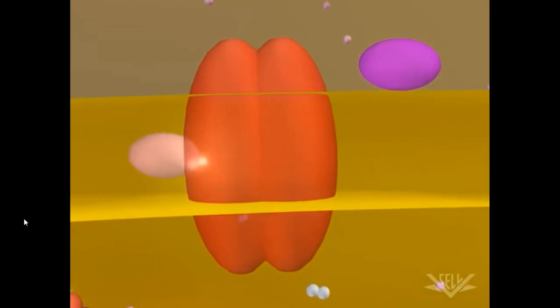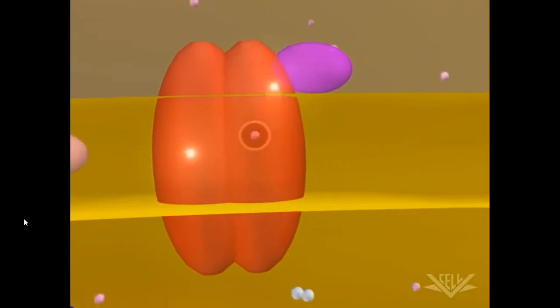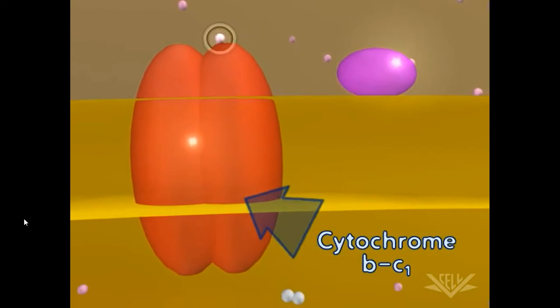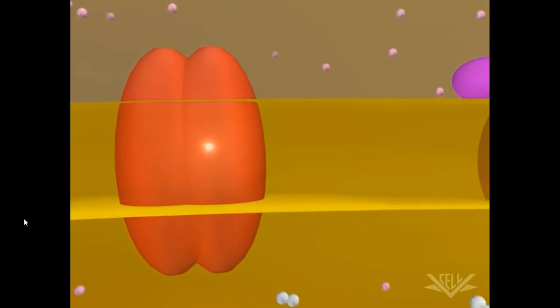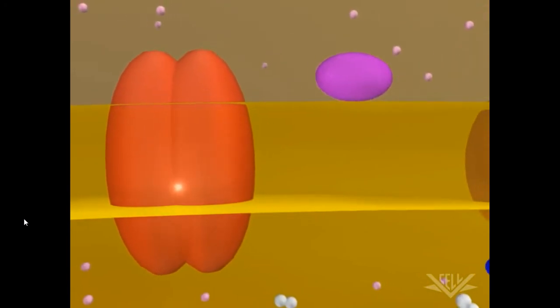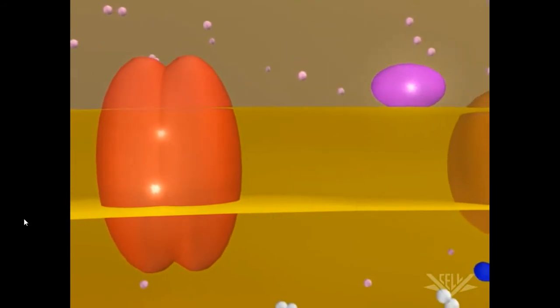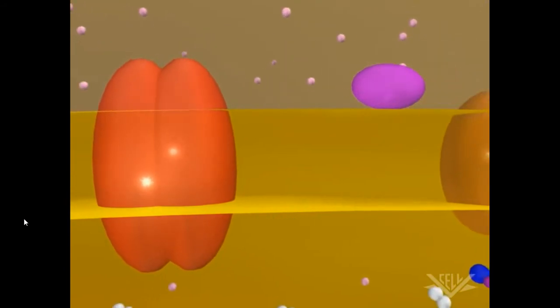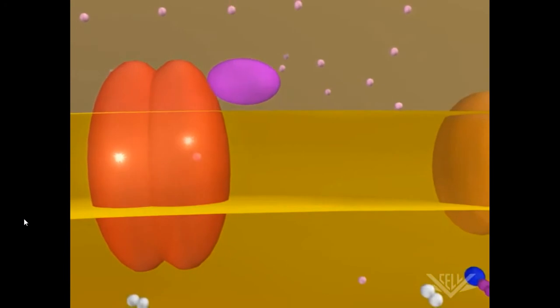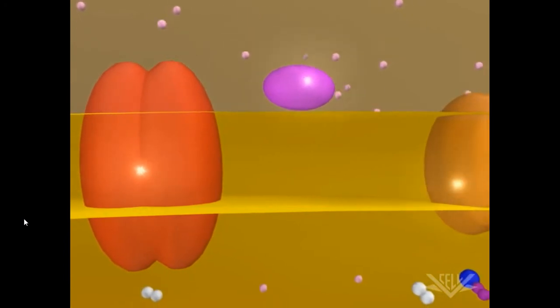Ubiquinone is called a mobile transfer molecule because it moves the electrons to the cytochrome BC1 complex. Each electron is then passed from the cytochrome BC1 complex to cytochrome C. Cytochrome C accepts each electron one at a time. 1 hydrogen ion is pumped through the complex as each electron is transferred.